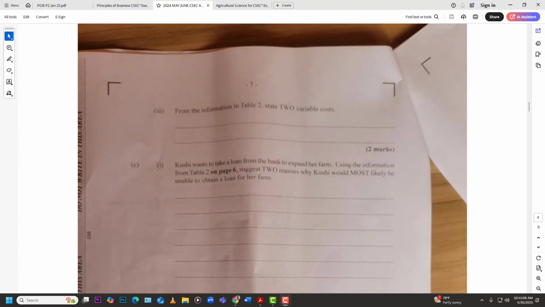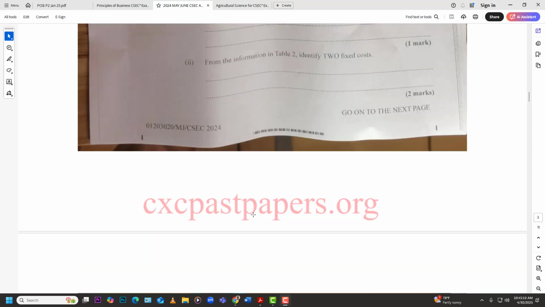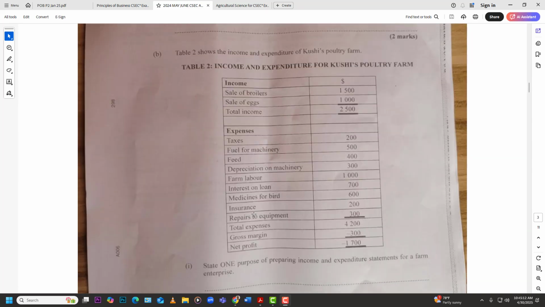From the information in the table again, state 2 variable costs. And so variable costs are those that change based on production. Right? For example, feed. That's a variable cost right there. Fuel for machinery. That's a variable cost right there. Medicine for birds. Variable cost right there. Repair on equipment. Variable cost right there. Because those costs change based on the level of production.